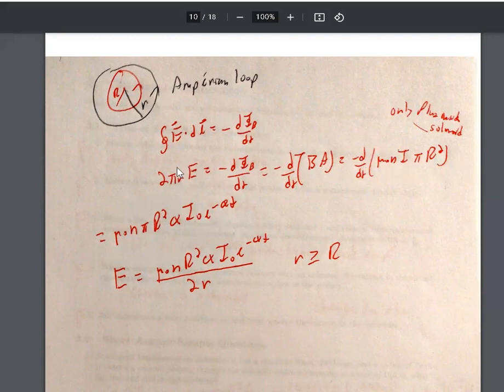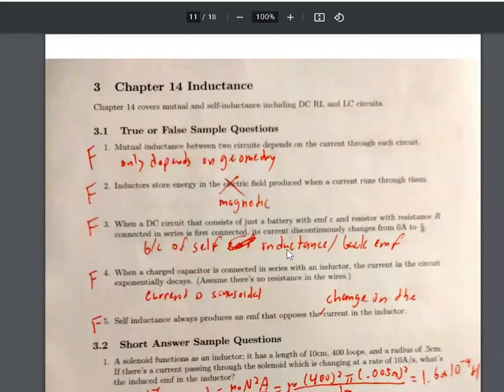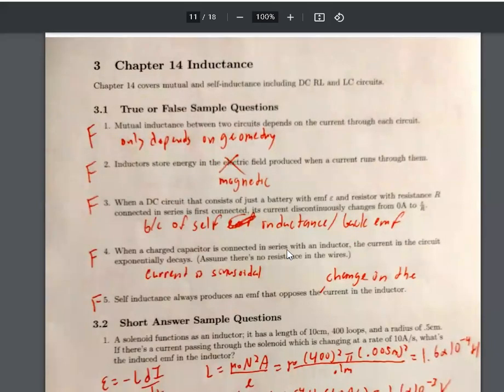But if we set this equal to this, we divide by 2 pi r, and this is our electric field if our radius is larger than the radius of the solenoid. All right, so that tells us the electric field everywhere, and that wraps up that chapter. All right, so next chapter, inductance.